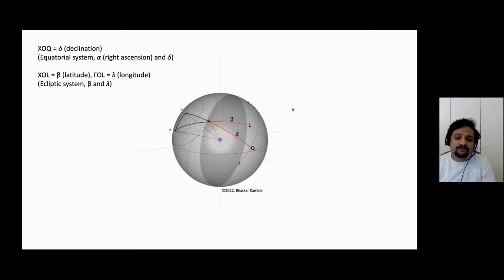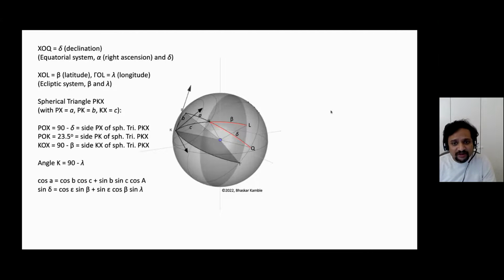Okay, now one important thing we need to remember, as has been mentioned earlier, is that OP is perpendicular to the equatorial plane, and OK is perpendicular to the ecliptic plane. So that means that angle POQ will be 90 degrees, and angle KOL will also be 90 degrees.